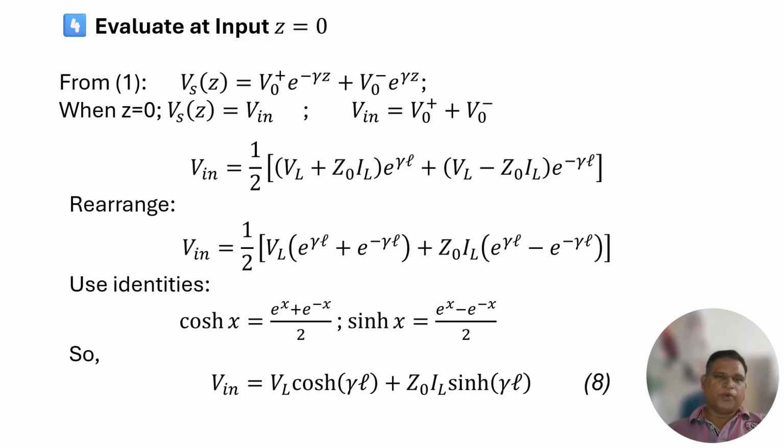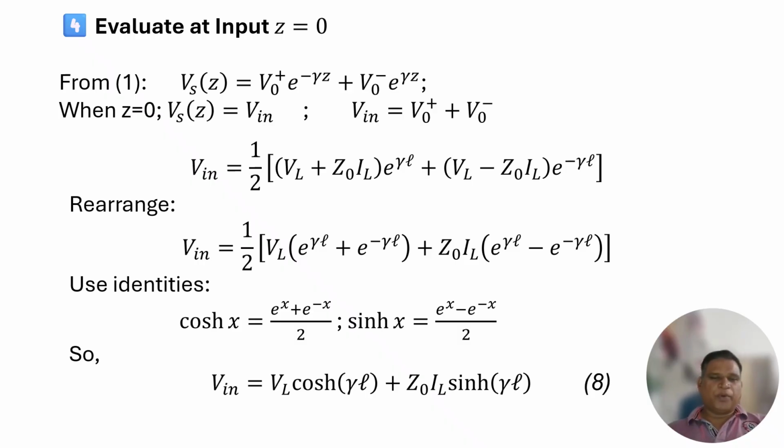Evaluating at the input Z equal to 0, from equation 1, we will say that when Z is equal to 0, Vs of Z is equal to Vin, that is, Vin is equal to V0 plus plus V0 minus, since Z is equal to 0. Similarly, the values of V0 plus and V0 minus will be substituted here. By rearranging the terms, we will get Vin is equal to this expression.